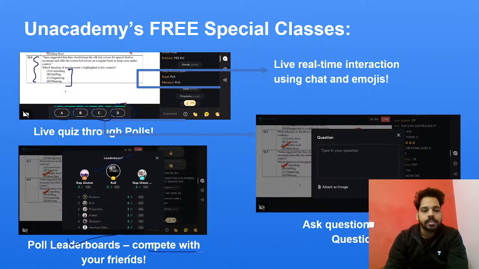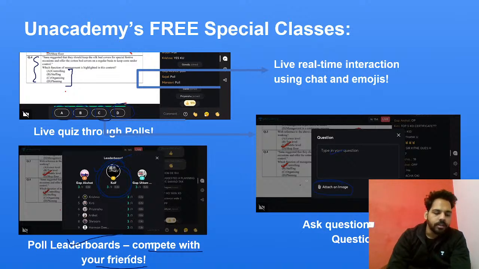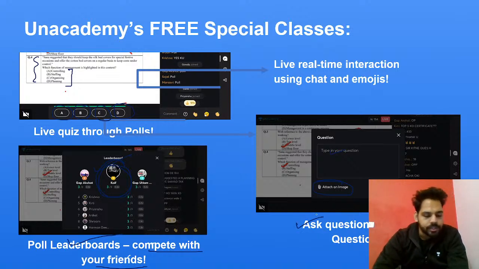You can compete with your friends by taking the poll, and you will be able to check where you stand in the class. This is your ranking as per the leaderboard. You can also type your question here to ask your educator, and you can also attach an image of the question. So you will be able to ask questions to your educator, and it will be cleared as a doubt at the time of the live class.